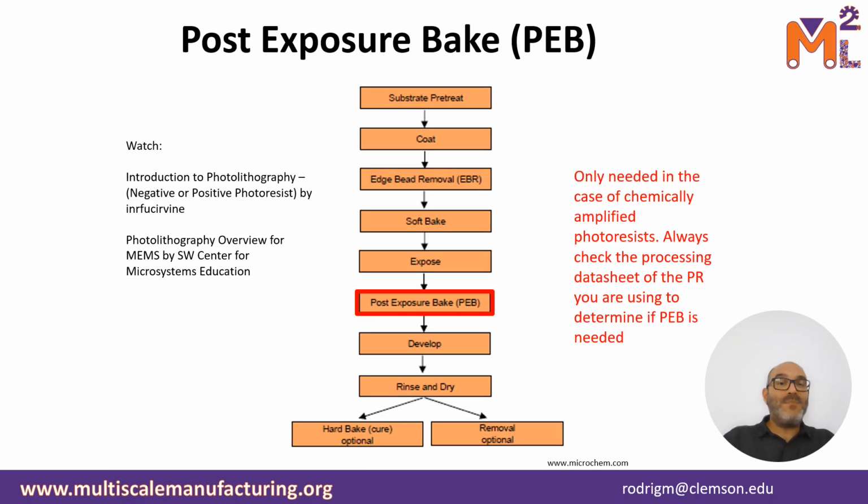Now, you have the post-exposure bake. After you do the exposure, remember that basically you shine the regions of the photoresist that you want to keep. You will shine it with a particular wavelength for a particular time. You initiate a cross-linking reaction. So now is the time to provide an extra thermal energy in order to finalize that cross-linking reaction.